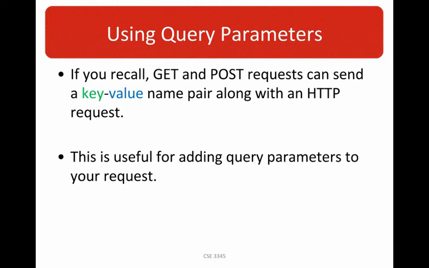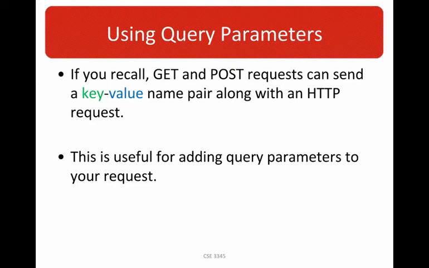However, hopefully you guys know that sometimes HTTP requests are a little bit more difficult than that. Maybe you want to send some information along with your request so you can get specific parts of information. So you're going to do a GET request with some query parameters, if you will. In addition, you can POST information with query parameters. But what's important to note is if you do either of these, you need to send a key value name pair along with your HTTP request. And this is useful for getting specific pieces of information.